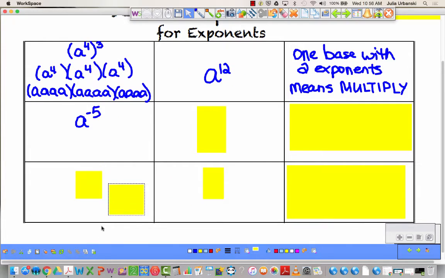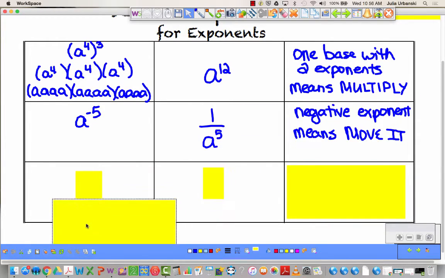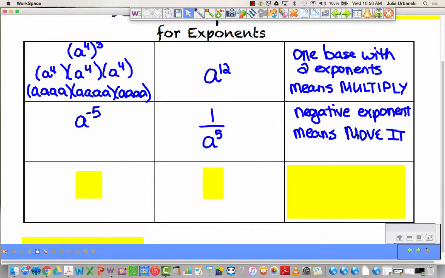An A to the negative 5 is not negative. A negative exponent makes the whole thing move. So if you have A to the negative 5, you write that as A to the positive 5 on the bottom of your fraction. The rule here is anytime you have a negative exponent, it means you have to move it. You do not turn it into a negative. If it's already on the bottom, you move it to the top. If it's already on the top, you move it to the bottom.